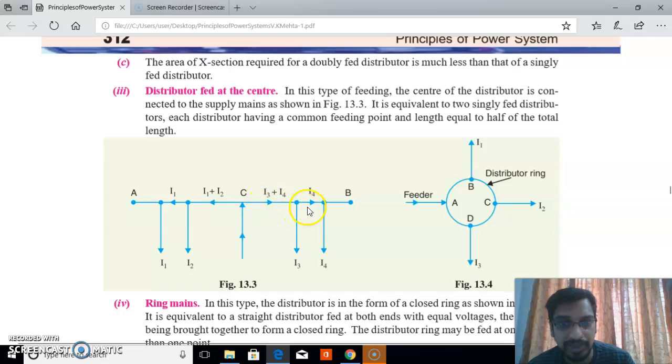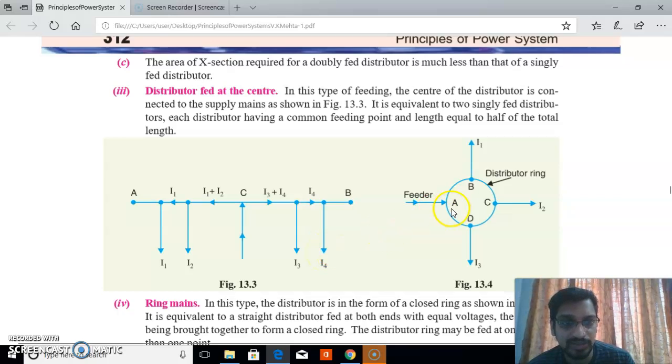So here two tappings are on the left side of point C. One tapping draws the current I1, the second tapping draws I2. So the total current from C to A is I1 plus I2. Similarly, on the right side, the total current is I3 plus I4, because two tappings are there between C and B. One tapping draws the current I3, the second draws I4. So that is the distributor fed at center.